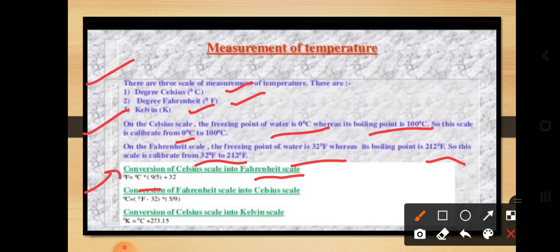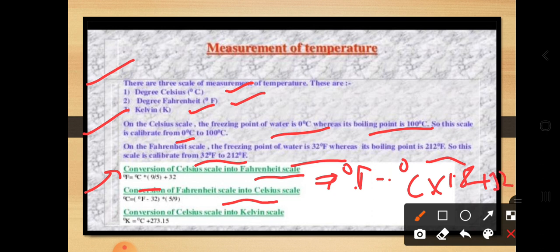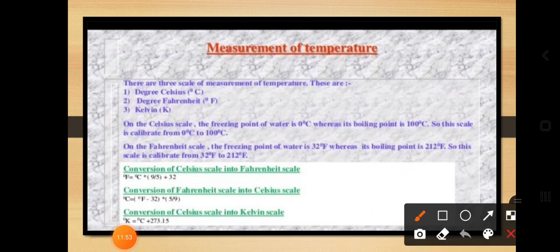Okay. The next is the conversion of Fahrenheit scale into Celsius scale, that is, degree Celsius is equal to degree Fahrenheit minus 32 times 5 by 9. So here degree Fahrenheit is nothing but degree Celsius times 1.8 plus 32. Okay. So dear students, after completing this class, I will send you the image, or you can take the help of the textbook also to convert between the Celsius, Kelvin and Fahrenheit scales.